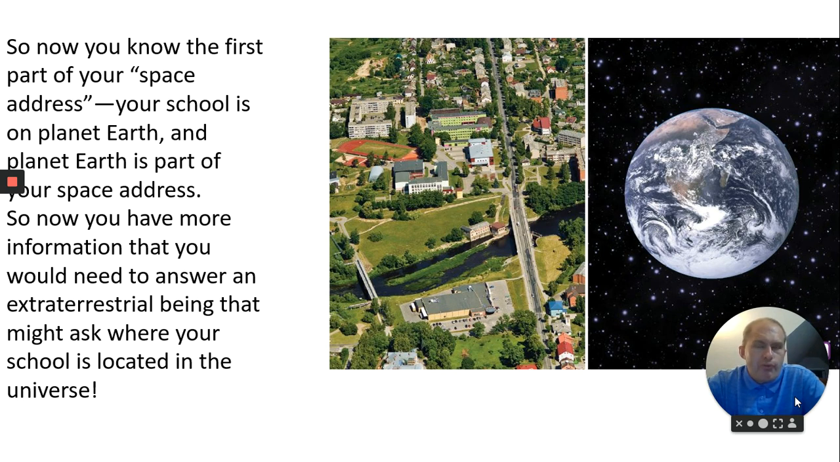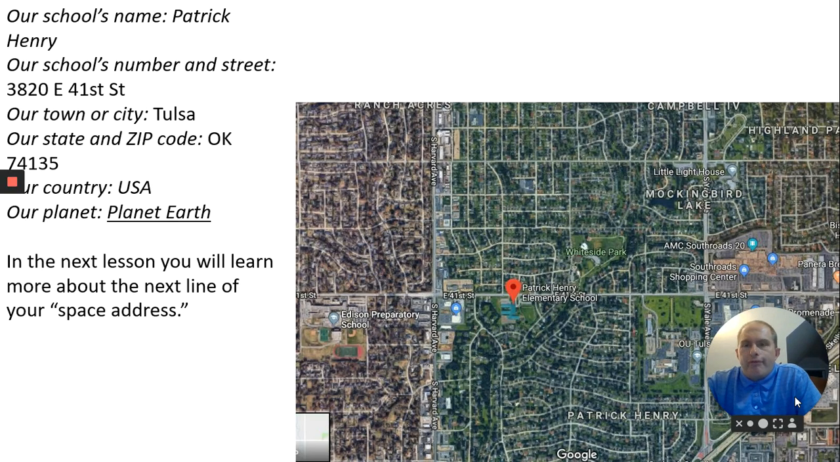So now you know the first part of your space address. Your school is on planet Earth. And planet Earth is part of your space address. So now that you have that information, you would need to answer your extraterrestrial being that might ask where your school is located in the universe. We're located on Earth. There you go. So our school's name is Patrick Henry, 3820 41st Street, Tulsa, Oklahoma, USA, planet Earth. In the next lesson, you will learn more about the next line of your space address.